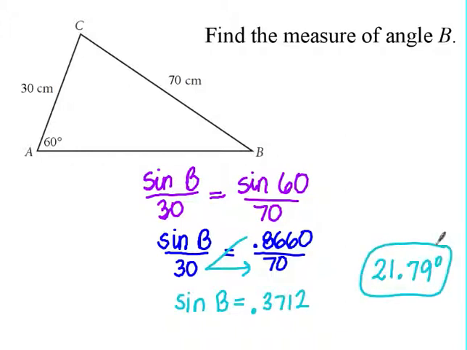So law of sines, fairly straightforward, fairly easy. You can use the law of sines when you have a non-right triangle. When you have a right triangle, you use sine, cosine, and tangent.